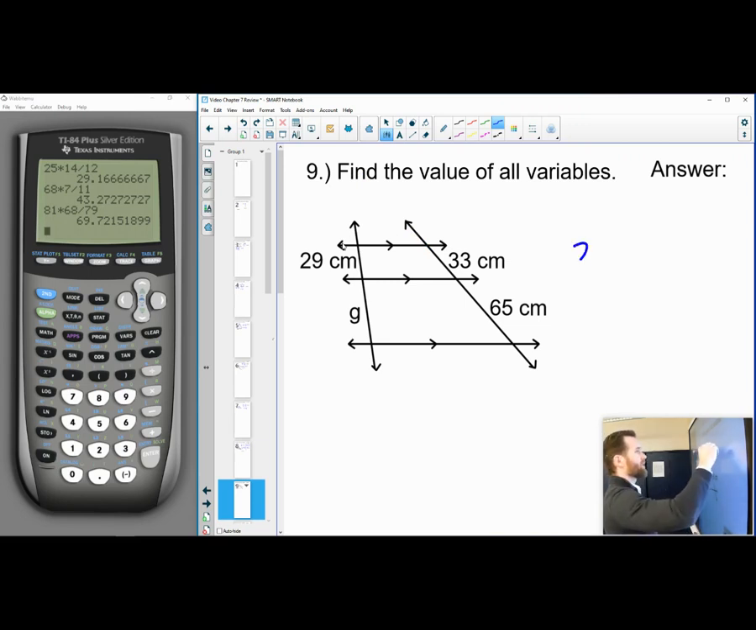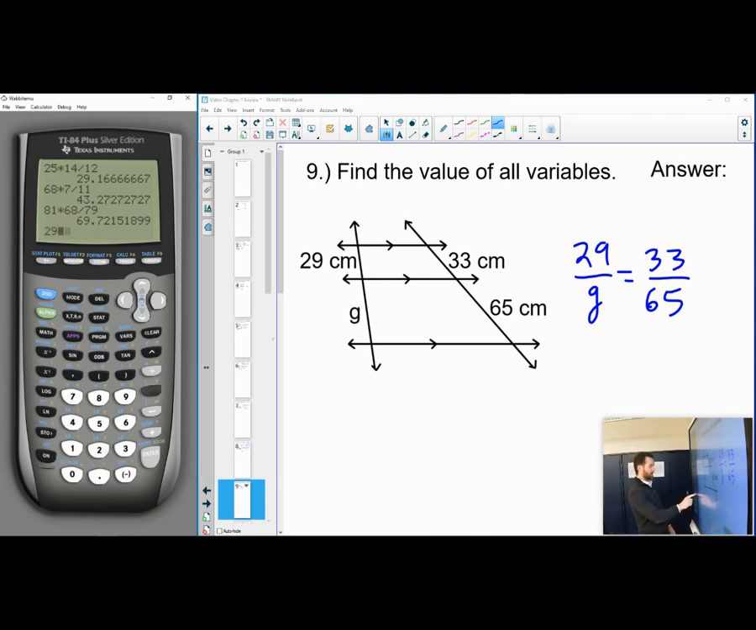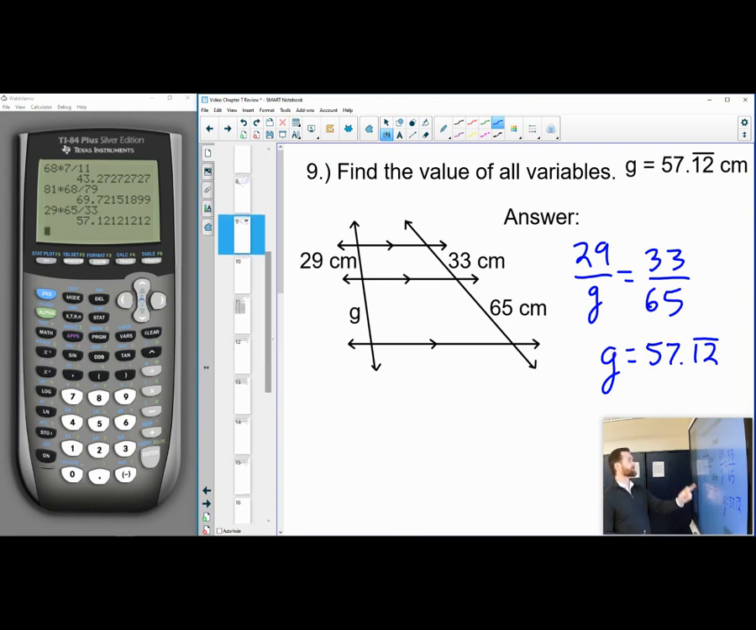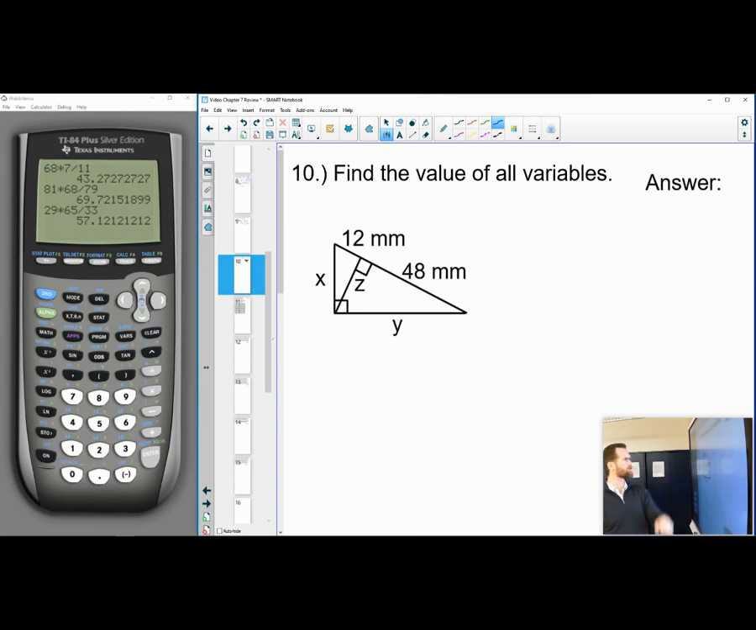How do we want to do this? We could do 29 over G equals 33 over 65. Again, not the only way to do it, but that's how I'm going to do it this time. 29 to G, 33 to 65. Okay, cross multiply 29 times 65. Then we divide that by 33, and we get 57.12 repeating. Both of them are repeating, right? The 1 and the 2? Yes, good. Then we just move this out of the way to check the answer, and we're good. Excellent. Scroll down so we can see the rest of these problems for this review of similarity ratios and proportions.